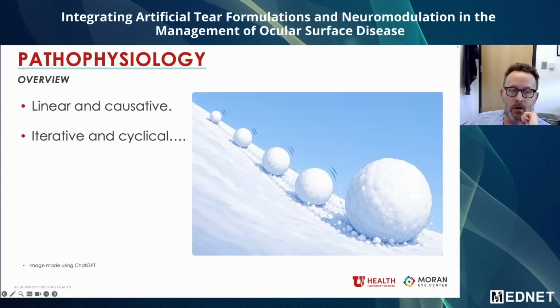So putting it all together, I'm really trying to beat this in: dry eye and ocular surface disease is not a linear process. It's more iterative and cyclical, with one insult causing this snowball effect that leads to dysfunction of tear film homeostasis and symptoms.